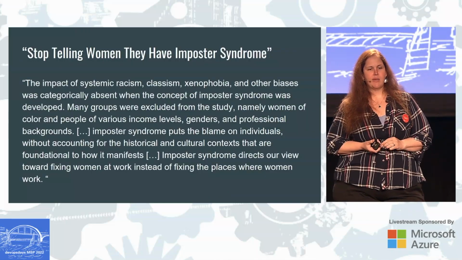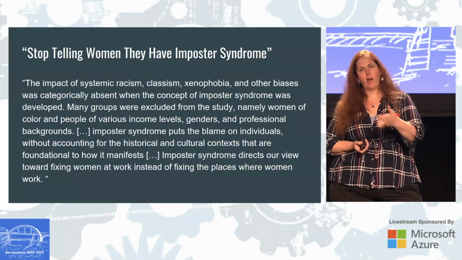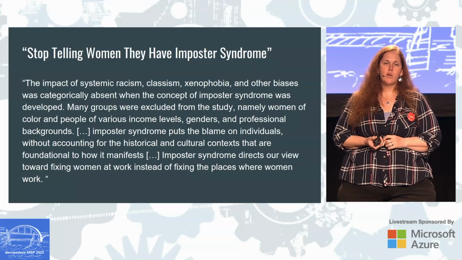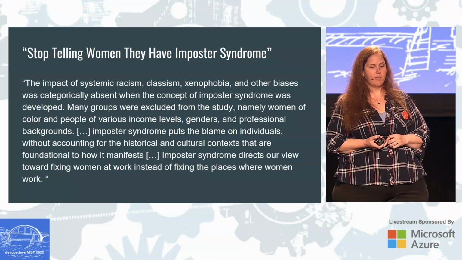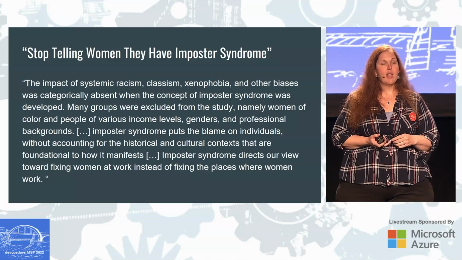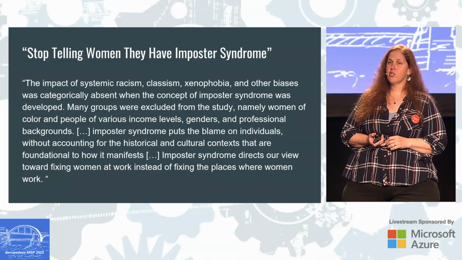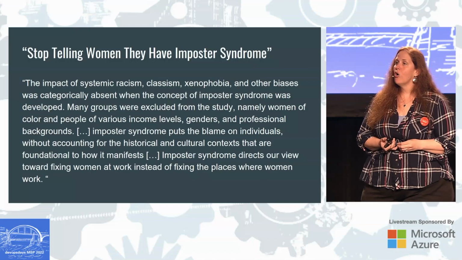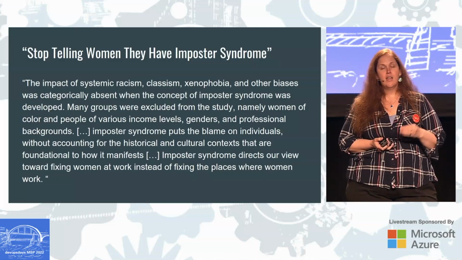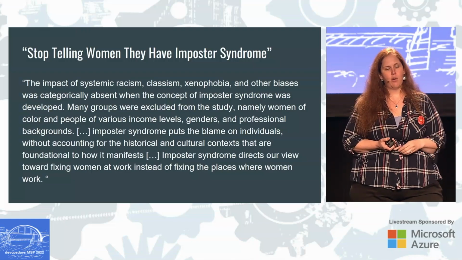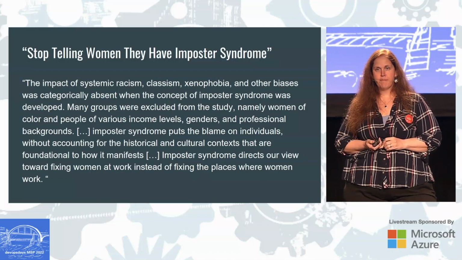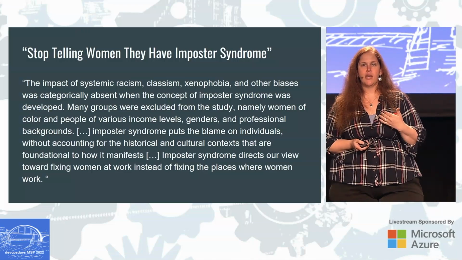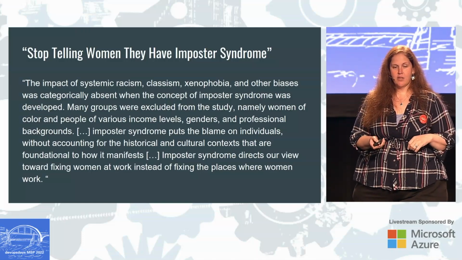Let's take a look at a quote from "Stop Telling Women They Have Imposter Syndrome," because this really spoke to me, and it ties into where I want to go next. I'll read it out loud. The impact of systemic racism, classism, xenophobia, and other biases was categorically absent when the concept of imposter syndrome was developed. Many groups were excluded from the study, namely women of color and people of various income levels, genders, and professional backgrounds. Imposter syndrome puts the blame on individuals without accounting for the historical and cultural contexts that are foundational to how it manifests. Imposter syndrome directs our view toward fixing women at work instead of fixing the places where women work. So I don't think that it only has to apply to women, and I'm happy to chat more about that with other people. That's what this article was focused on. It spoke to me, and I think it's really important to take that lens as well.